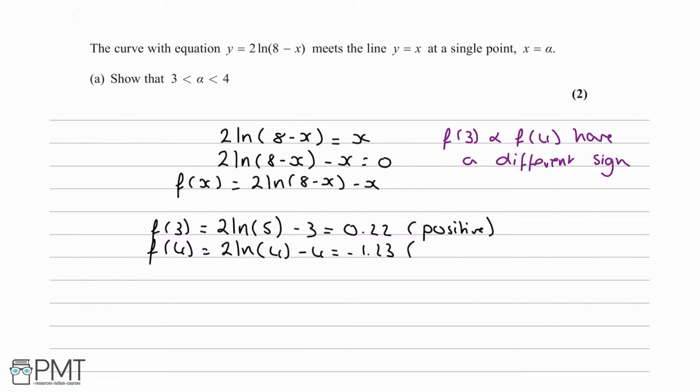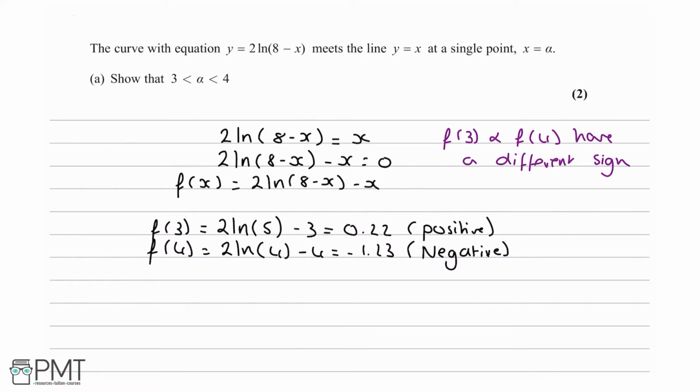Okay, which is negative. The reason I'm writing this is just so the examiner knows clearly that we know f(3) is positive and f(4) is negative. So that's good. Now we've got the bulk of our argument done. We just need to finish it with a good concluding statement.